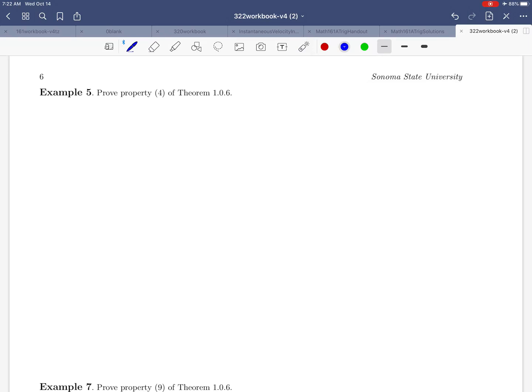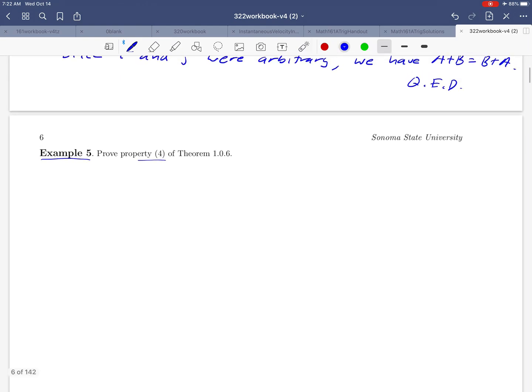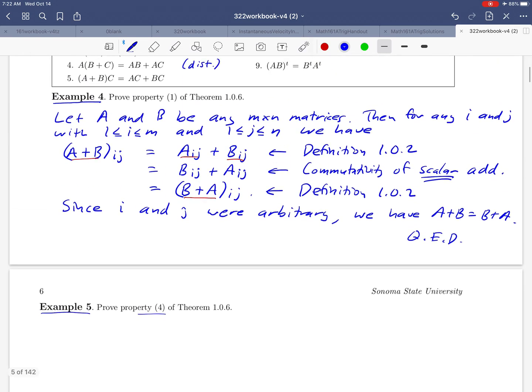Everybody, and welcome to example 5 on page 6 of the workbook. Here's another example where we're going to try to prove one of the properties in the table that we had on the previous page, and in particular, they'd like us to prove property 4 of theorem 1.0.6. Okay, so let's maybe scroll back here and just remind ourselves what property 4 was.